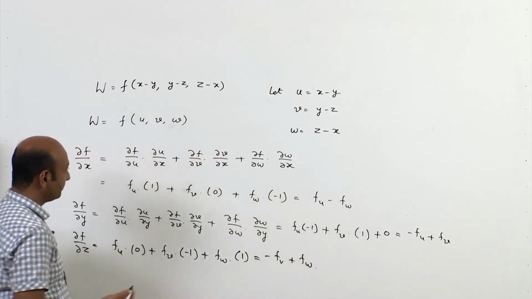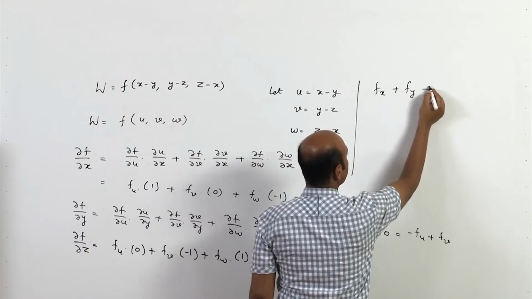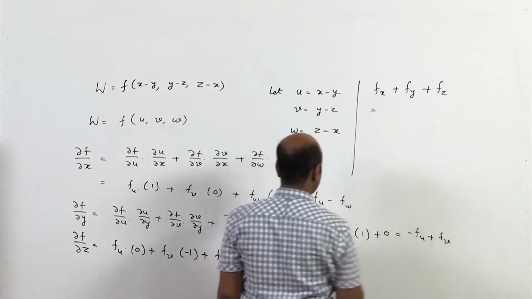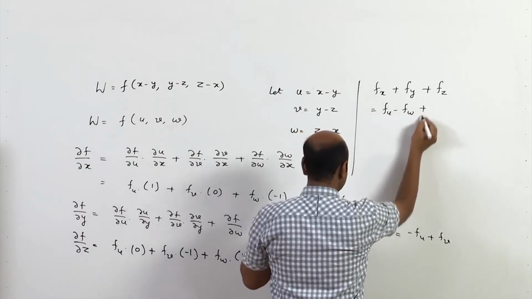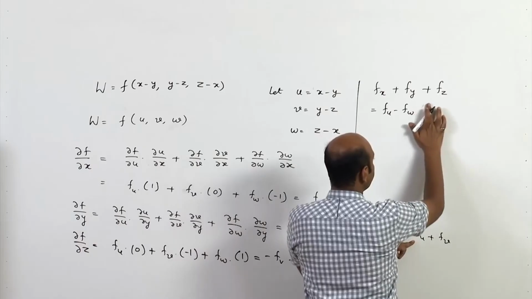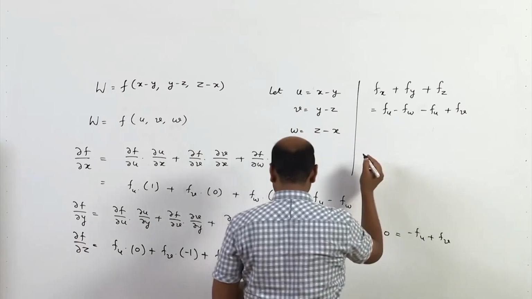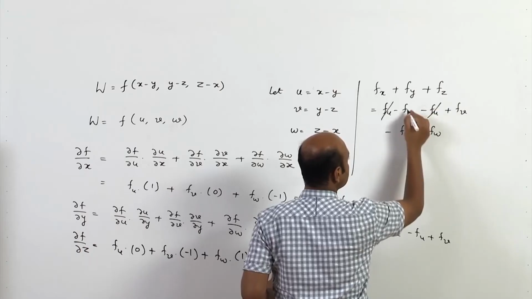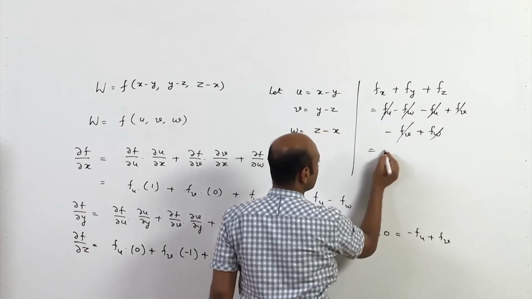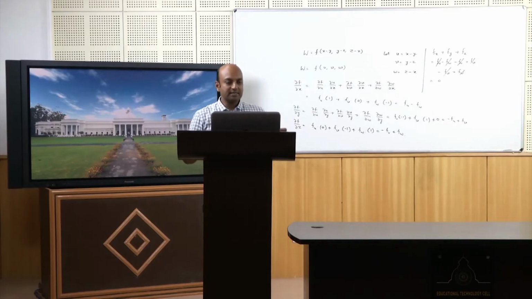Now, if you take the sum f x plus f y plus f z, the sum of these three, it is f u minus f w, plus minus f u plus f v, and minus f v plus f w. This cancels with this, cancels with this, cancels with this, which is equal to 0. So, hence we have proved. Hence the first question we have solved.